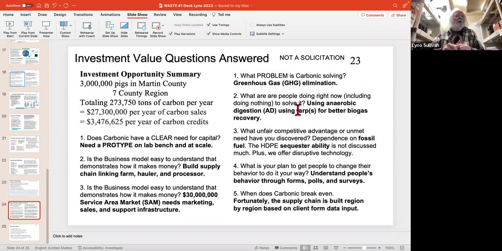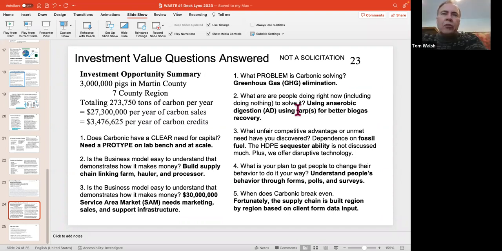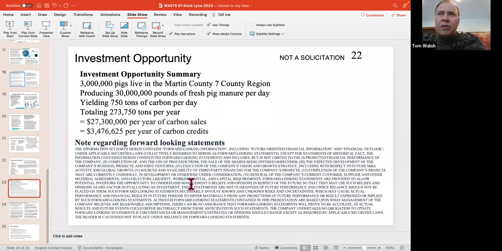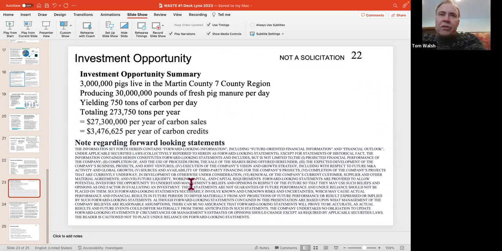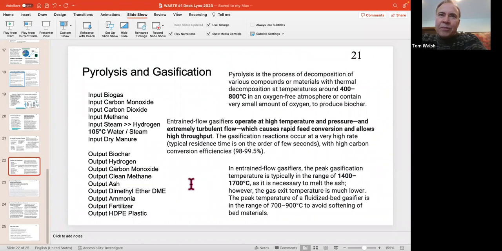Go ahead, Tom, or whoever else is first. Okay, if you could go back to slide 22, a couple slides before this. Yeah, the previous one. This process seems to be pretty energy intensive, requiring a lot of energy for all this heating. I'm wondering if you have any kind of closed process to produce this heat, or if you're going to be burning fossil fuels to produce it.